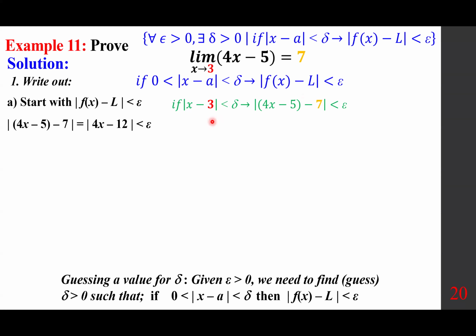Notice, again, we want to make this look like that. Notice we can take the 4 out. And the moment we take the 4 out, it becomes this. So we take the 4 also outside the absolute value because you can take a positive value out. The absolute value of 4 is 4. And now if I divide both sides by 4, this goes away. And the absolute value of x minus 3 becomes less than epsilon over 4.